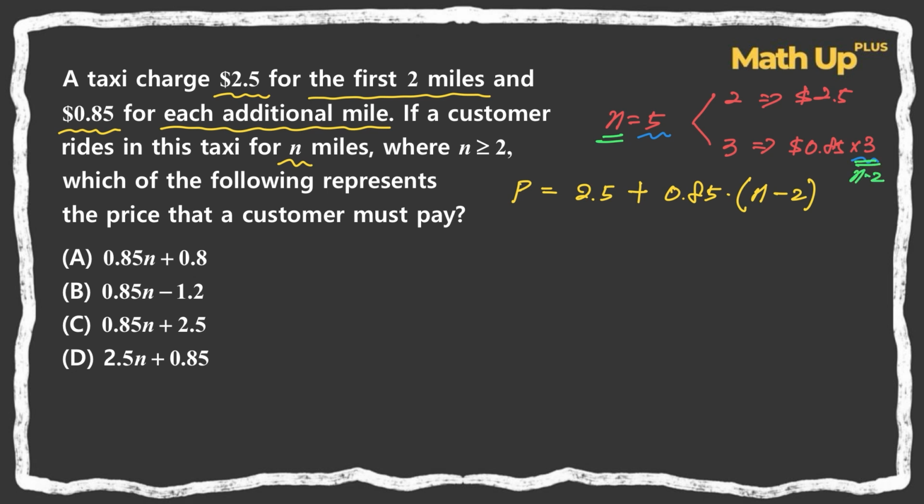Does that make sense? So the price P the customer has to pay is equal to 2.5 for the first 2 miles and 0.85 for the next n minus 2 miles. So this is equal to 2.5 plus 0.85n minus 0.85 times 2, that's 1.7. So that's going to be equal to 0.85n plus 2.5 minus 1.7, that's 0.8. So the answer is A.